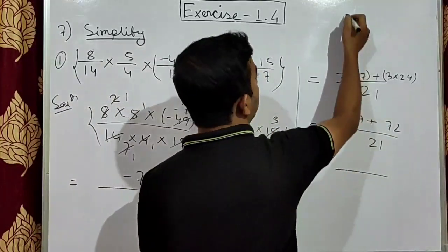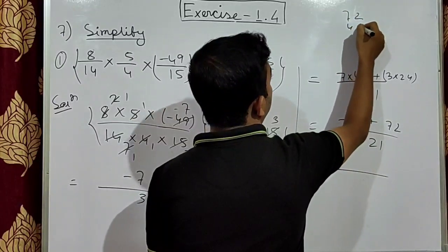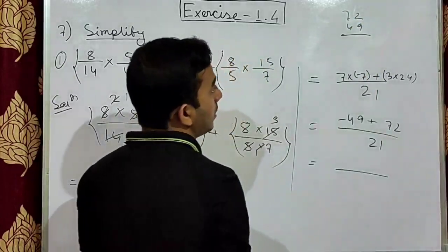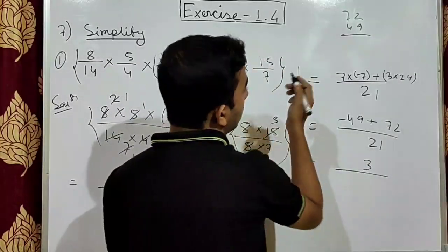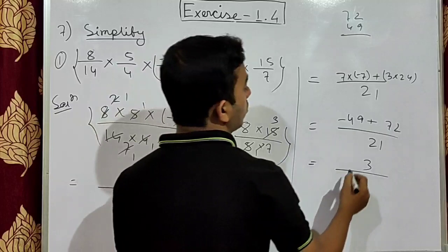Now 72 minus 49. Now 12 minus 9 is how much? 9, 10, 11, 12, so 3. And 6 minus 4, it is 2.